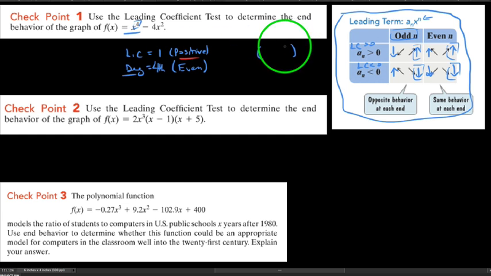I'm going to say because this is positive, this ends as rising on the right hand side. And because this is even, I know that the left hand side has to be the same behavior. So looking at checkpoint 2 here, it says use the leading coefficient test to determine the end behavior of this graph.